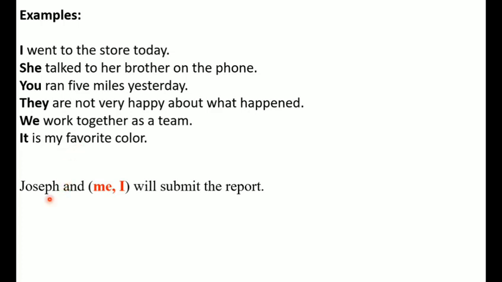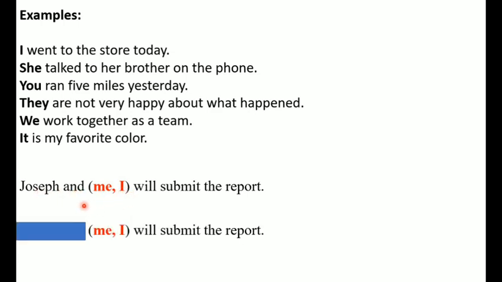Alright. Now let us go back to this original sentence. Joseph and me or I will submit the report. Now, this sentence is composed of a subject which is called compound subject. Kasi dalawang subject, Joseph and me or I. Now, in order to get the correct answer, we need to simplify the sentence. Just cover Joseph and, to make it simple, para maging isa lang ang subject, me or I will submit the report. Of course, if your answer is me, it sounds wrong because you cannot use me as subject in the sentence. So the correct answer here is I. And since the correct answer is I, then in the original sentence, the correct answer is I. Alright. It is not me, it is I. I here is the correct answer.